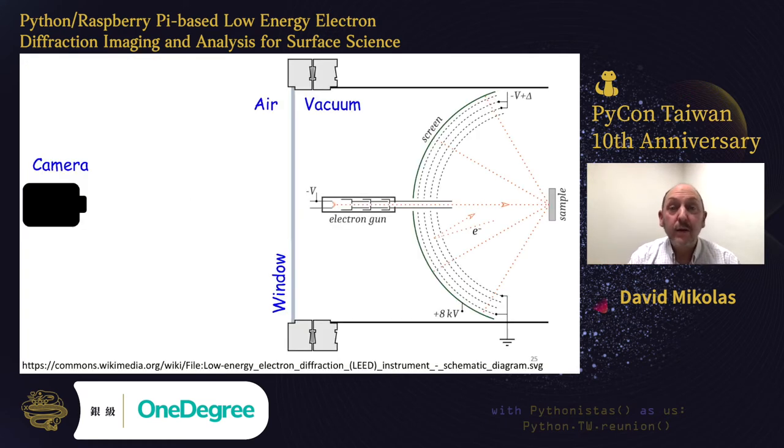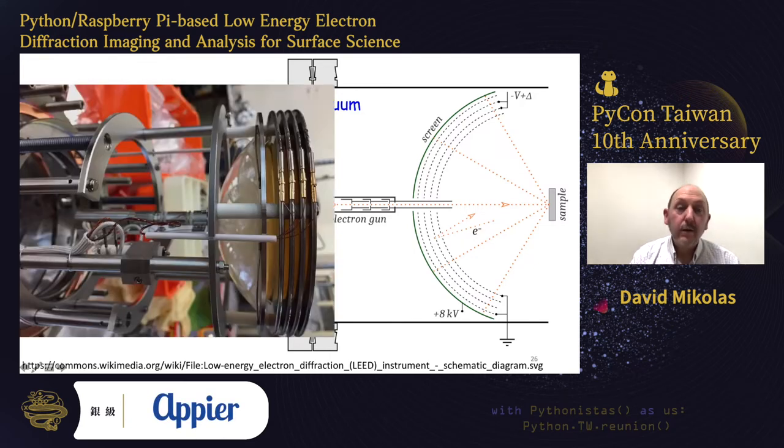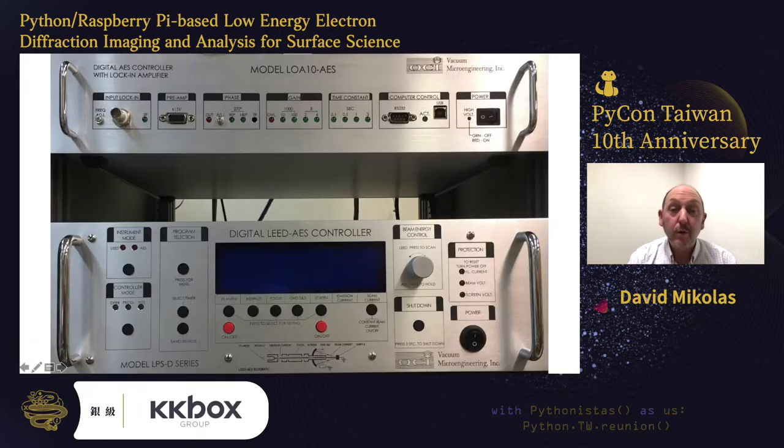Okay, so here's a picture of a LEED system. This is a vacuum system where we do the research, a nice glass window and air, and the camera outside, and the camera looks at this screen. Here's one of our systems we took out, and I took a photograph of it. You can see these grids to suppress secondary electrons. The screen is phosphor on the right side and glass on the left side. Here's the glass window out to the real world, and the camera's on the other side of that glass window, taking a picture of this screen that will glow green.